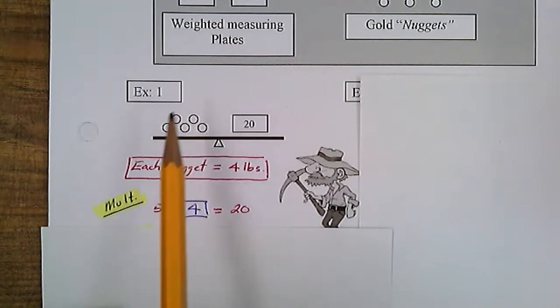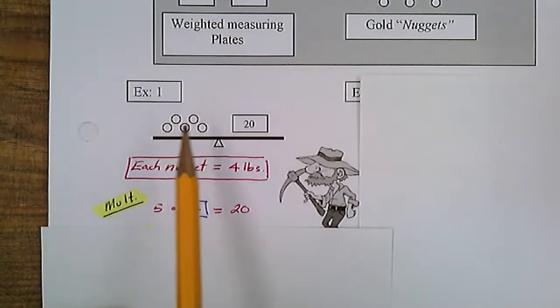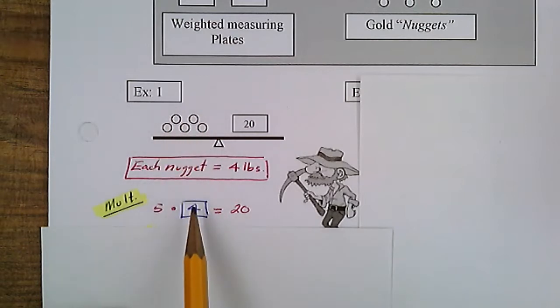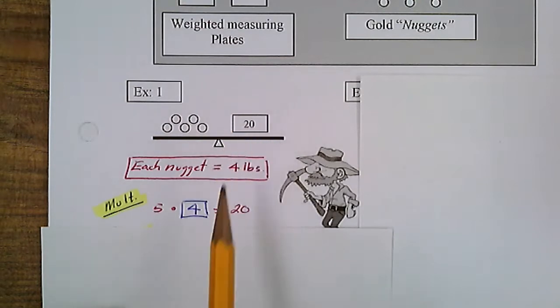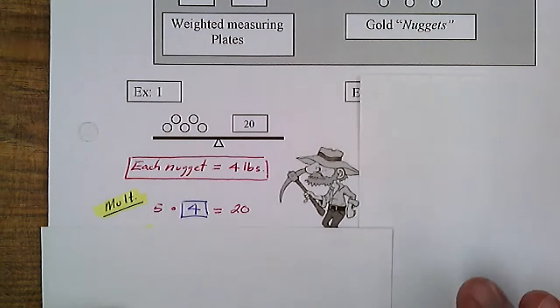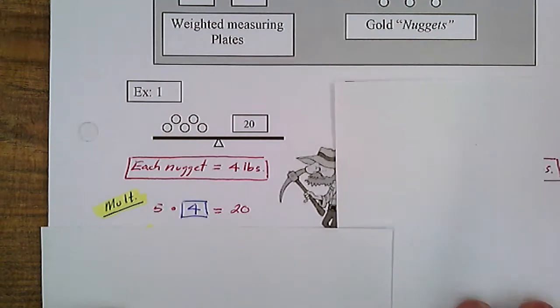So you could have thought to yourself, okay, if they all weigh the same, well, 5 times what number makes 20? It's going to equal 20. And so that was 4, right? So each gold nugget's 4. So you could have multiplied. Make sure you're copying this strategy down here.